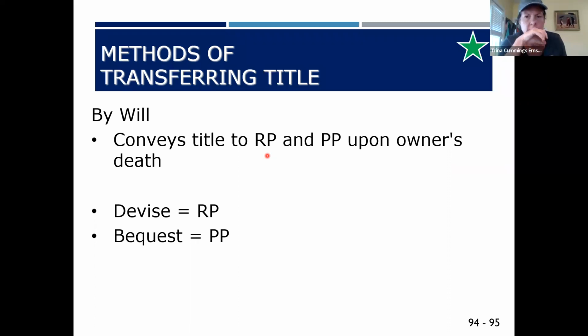Julie, if I can just go back, escheat means there's no will and there's no heirs. Correct. And then descent just means no will. Correct. Yep. Just as a little side note, when it comes to will terms, a devise is referring to real property, a bequest is referring to personal property.